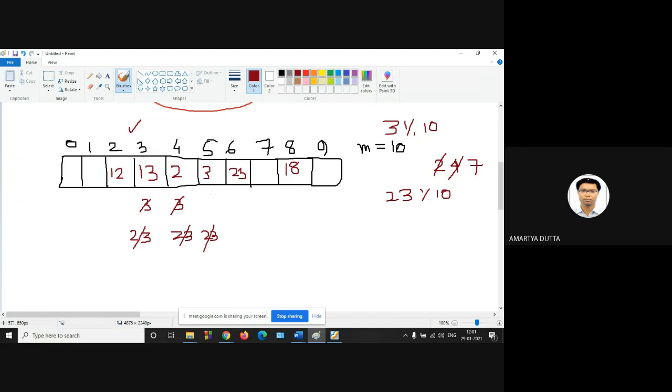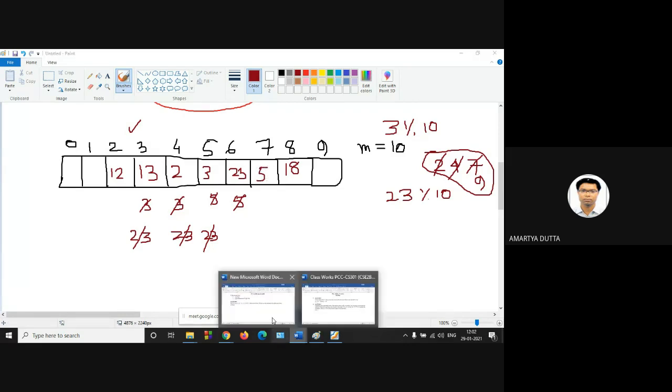For 5, how many collisions? Again 5, so it will go to position 7. 5 is inserted here: one collision, second collision. Now this is the third empty space, so insert 5 here.